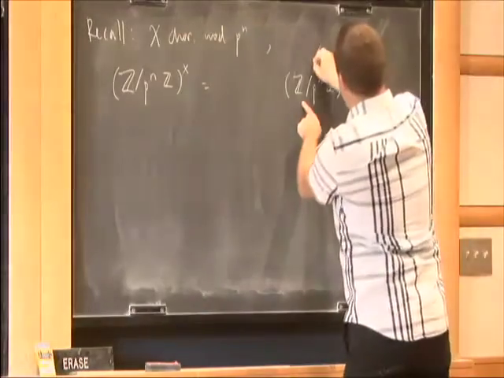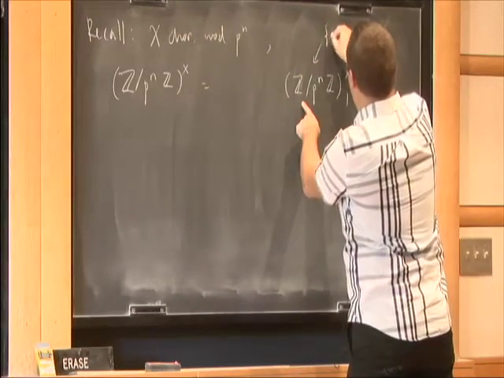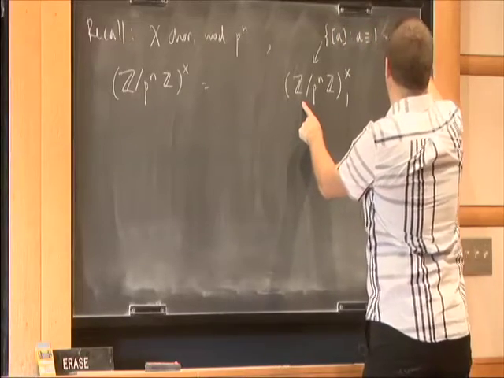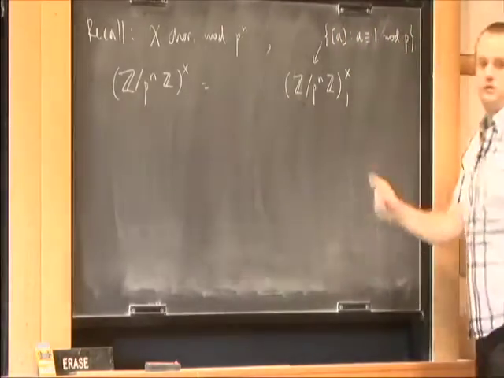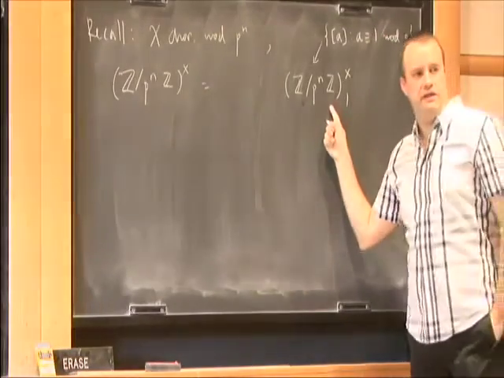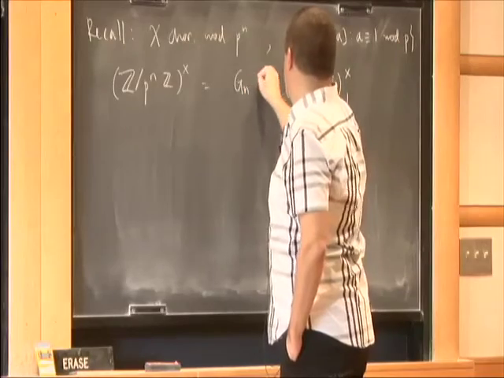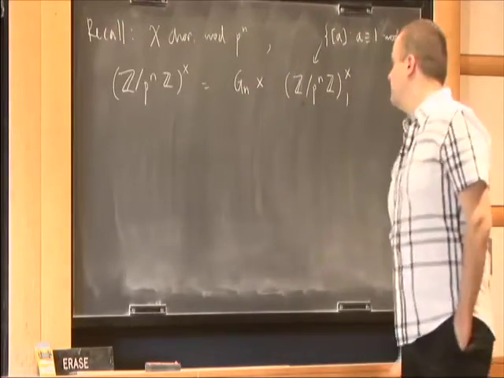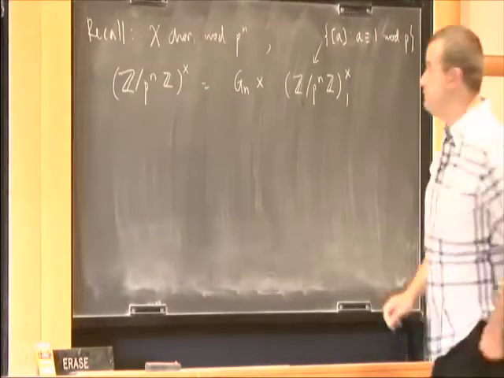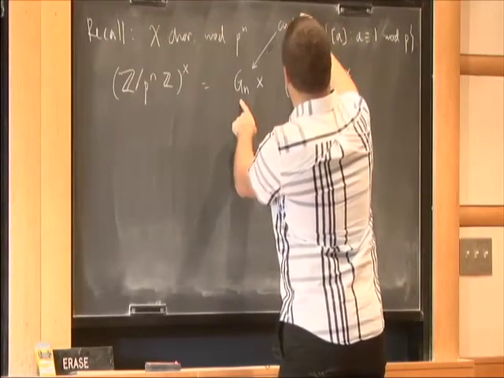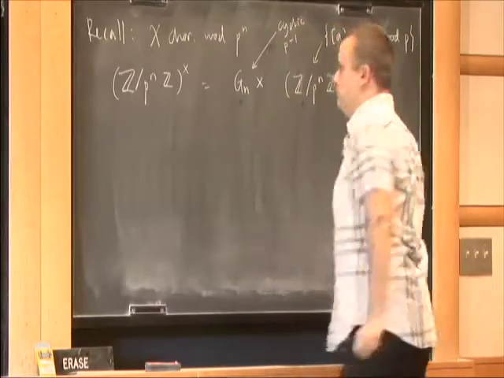I'm just going to say this consists of all classes A such that A is 1 mod p. Right, so I can look at the classes that are 1 mod p, and then it's going to be the direct product of this with a certain group that I'm going to denote by G, and this is going to be a cyclic group of order p minus 1.